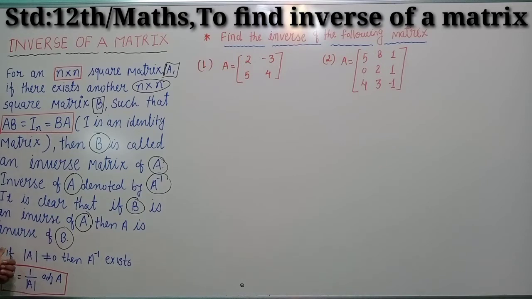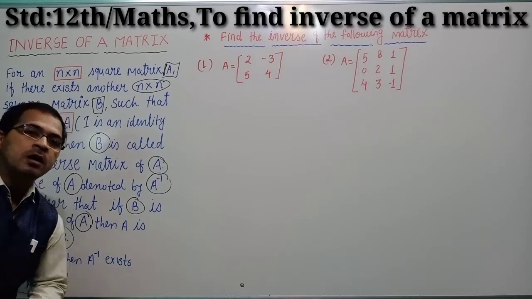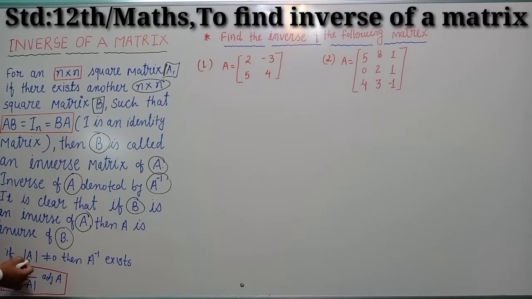So students, first of all you will have to check whether the inverse of the matrix exists or not. Your target is to find the determinant of that matrix. The determinant value should not be 0, then A inverse exists. Otherwise A inverse will not exist. So finally the formula is A inverse is equal to 1 upon modulus A times adjoint of A.